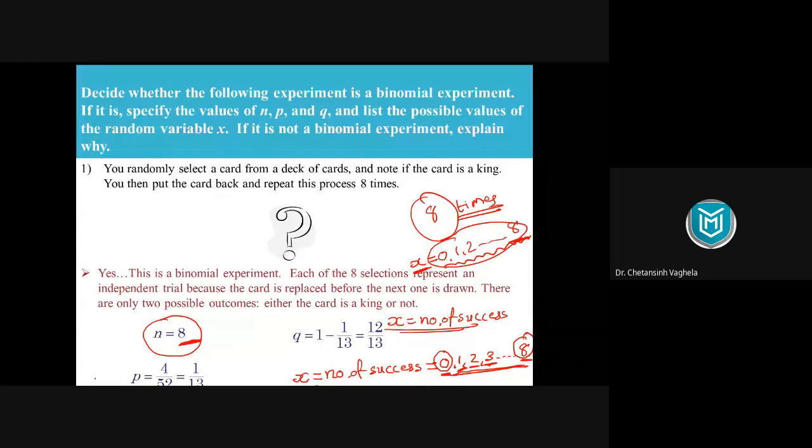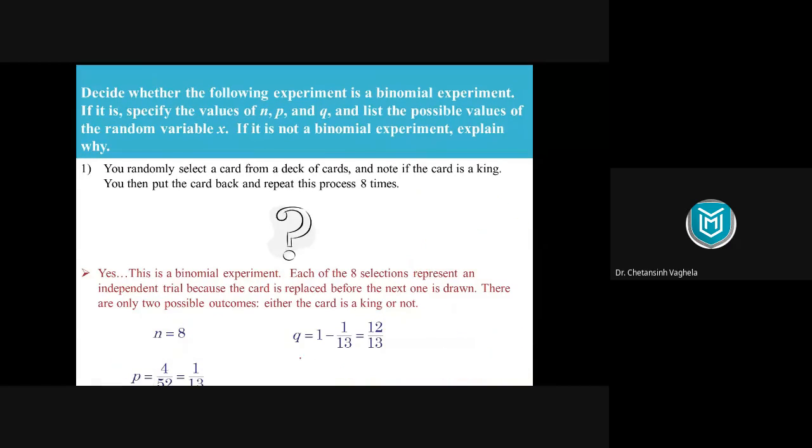So let me erase all the things and let me show you the value of x. Yes, here x can take the value 0, 1, 2, 3 up to 8 only. So this is the way you can decide whether the provided experiment is binomial experiment or not.